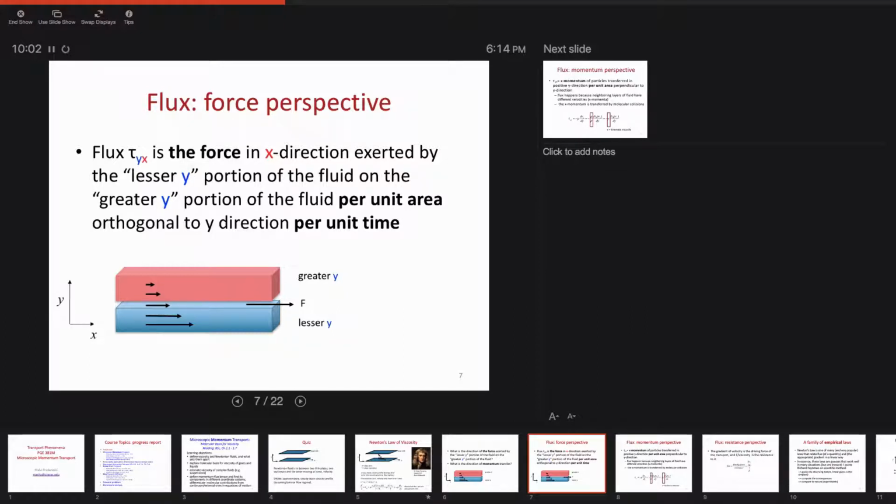So I can have these two views. One view is the momentum transfer view, and the other view is this force view. I can look at it as momentum transfer of the particles from the bottom moving up. Or I can simply look at the force that is exerted across this area, or this lesser portion. The force is in the x direction, and my momentum transfer is in the y direction. So both perspectives are useful for different types of problems.